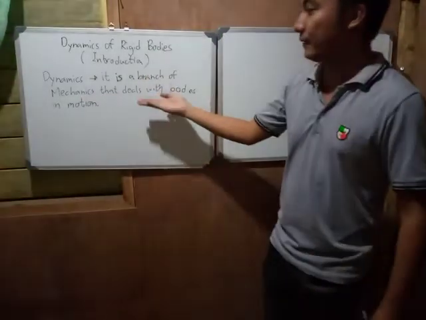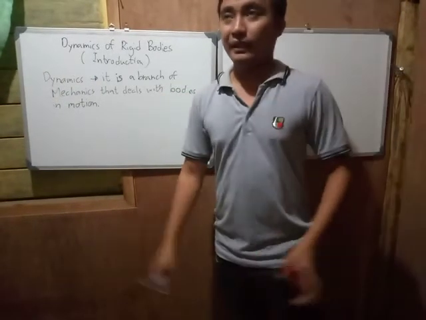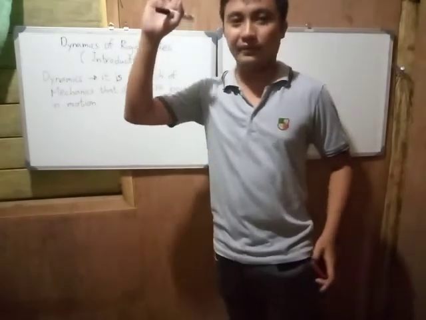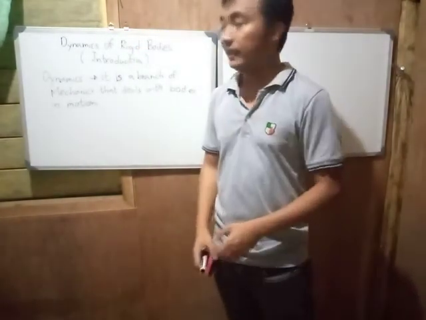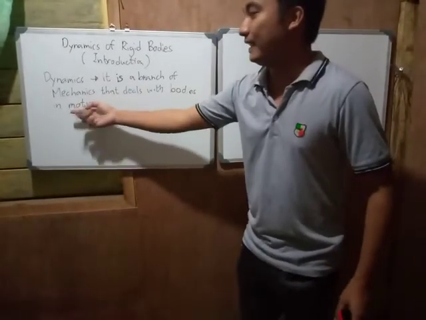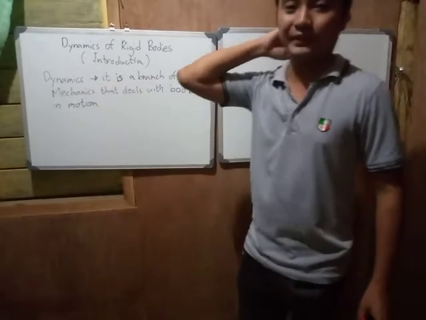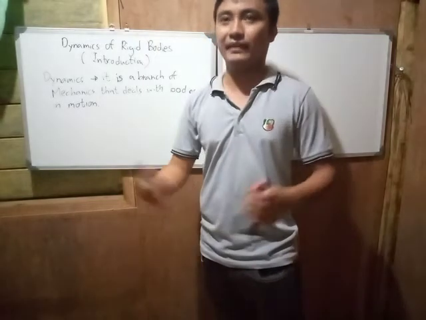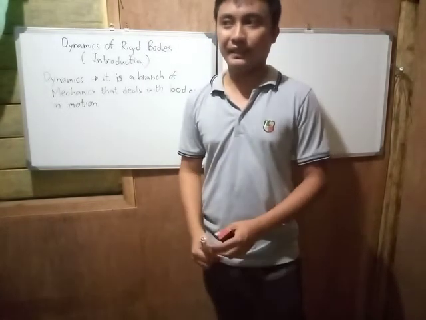Dynamics is a branch of mechanics that deals with bodies in motion. In contrast, this is the other subject from last semester, statics of rigid bodies. For statics of rigid bodies, just change it to bodies at rest. Instead of in motion, it is at rest. That is the difference between statics and dynamics. So let's proceed.